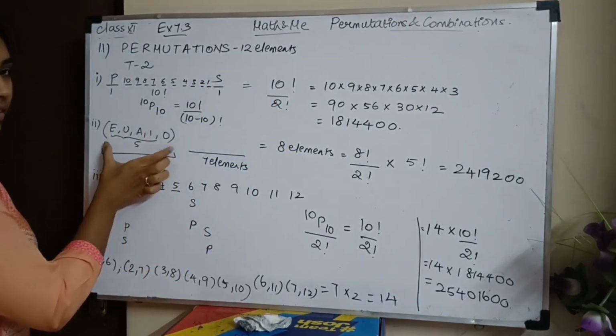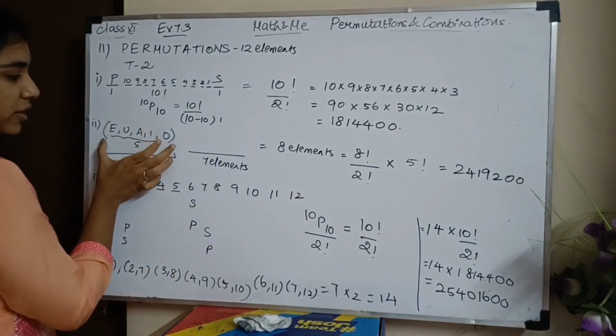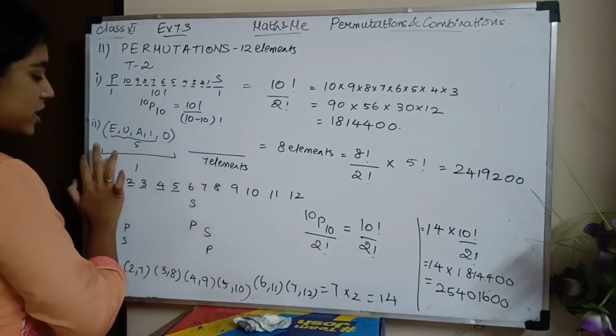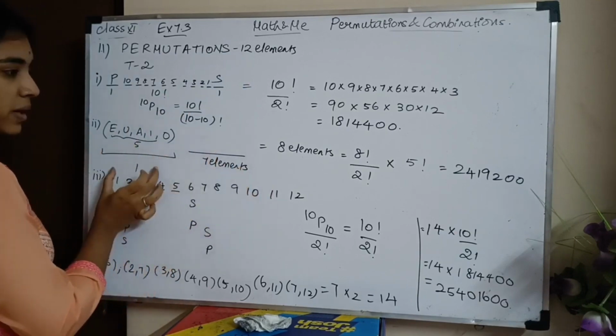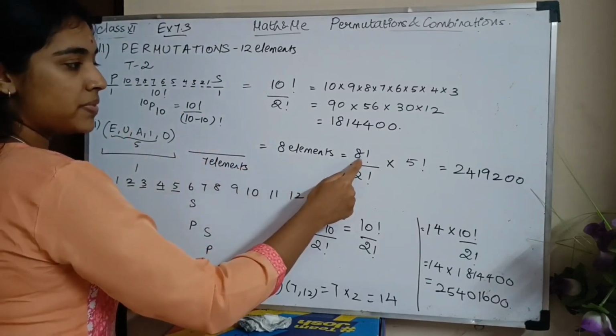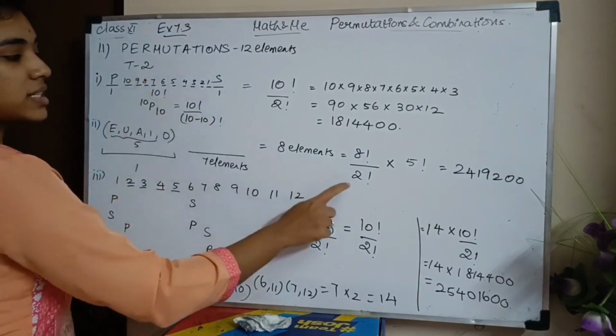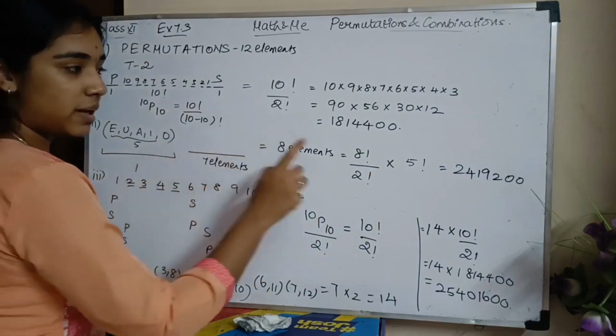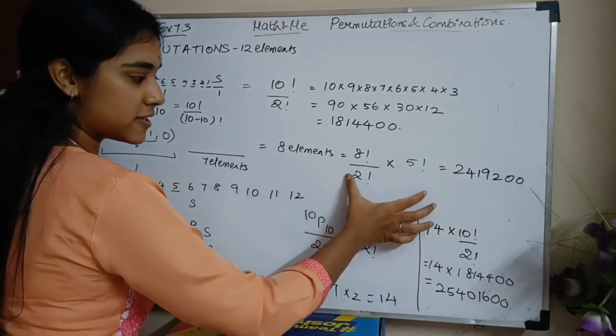Second subsection, vowels come together. So now I take them as one element. How many elements do I have remaining? 12 minus 5, 7. So now what is the total number of elements? 7 plus 1, 8. So I can arrange them in 8 factorial divided by 2 factorial, considering the repetition. The vowels can also be permuted within themselves in 5 factorial ways. So it will be this.